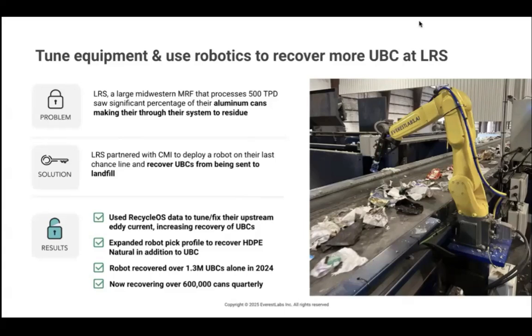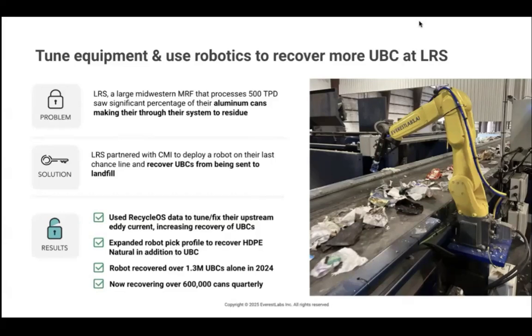However, with the data and analytics from the camera system that's there and is used to inform the robot, they were able to deduce that the issues with all the UBC ending up on the last chance line was actually due to their eddy current underperforming. So in their MRF stream, there is an eddy current that is supposed to divert all that UBC out of the stream before the material passes onto that last chance line where our robot is. And this data allowed them to justify the necessary equipment needs to fix and to tune that eddy current so that it became more effective at actually diverting the UBC out of the stream.